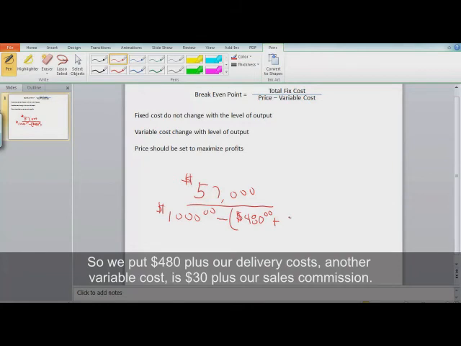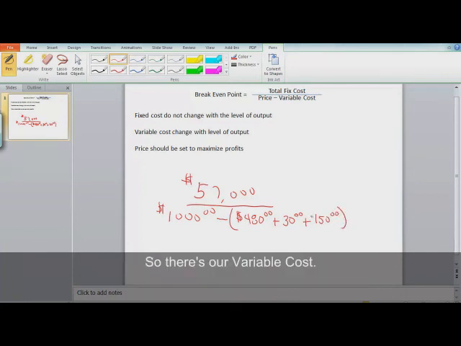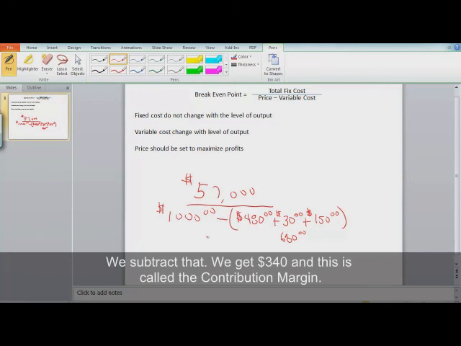plus our delivery cost, another variable cost, which is $30, plus our sales commission. The salesperson that sells it gets $100, and the two full-time salesmen each get a $25 override, for a total of $150. So there's our variable cost. We add that up, it's $660. So that's our total variable cost. We subtract that from the price, and we get $340.